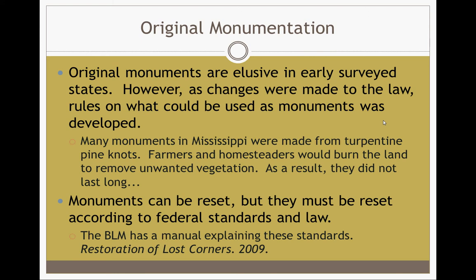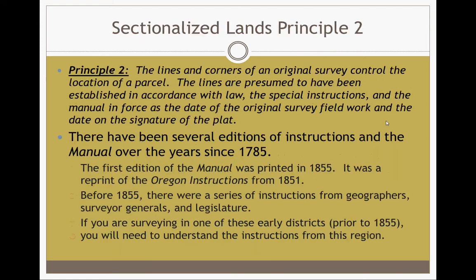Now, monuments can be reset, but they must be reset according to the federal standards of law. The BLM has a manual explaining these standards, Restoration of Lost Corners, and the most recent edition, from 2009, is the Manual of Surveying Instructions. And so you can use those instructions as a private surveyor to relocate the original monumentation and reset it.